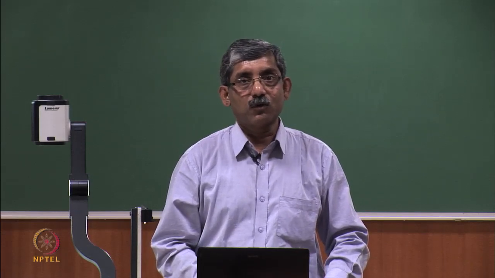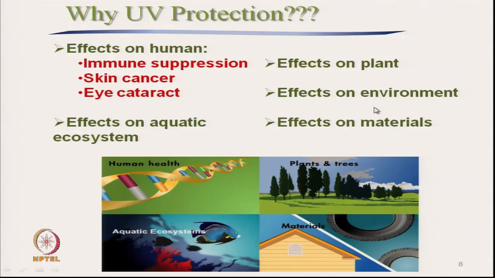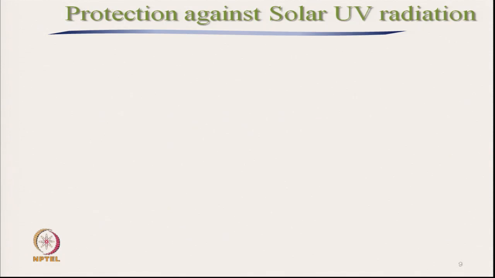Total all this, not only human, but plant, the environment, other materials and aquatic ecosystem, everything gets affected. As far as human effect is concerned, immune system suppression is there, skin cancer is very common, and eye cataract may take place. So, we need UV protection.